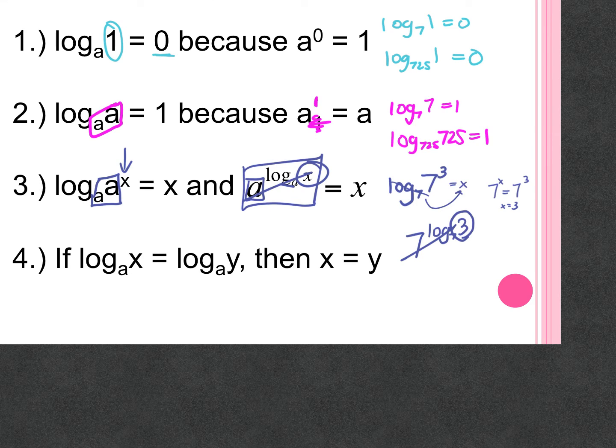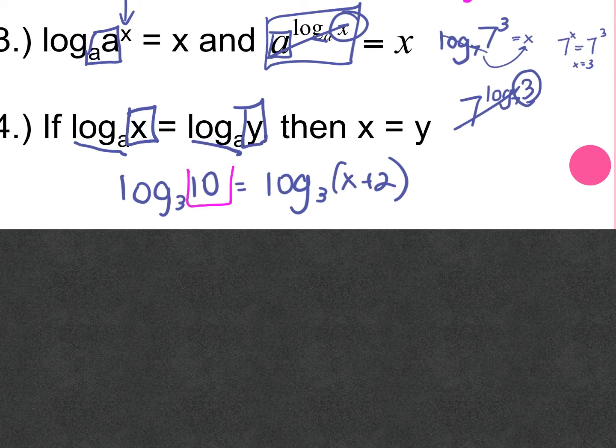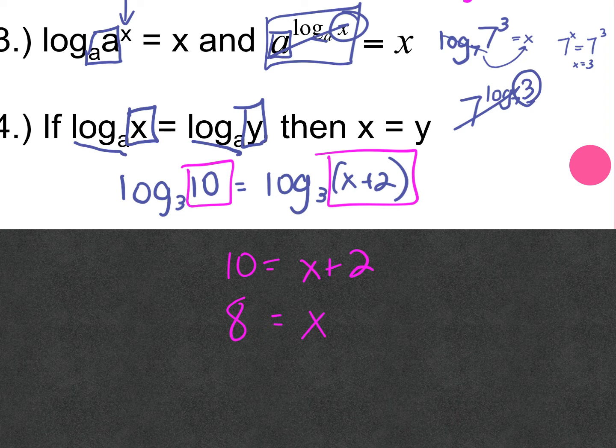Okay, then the last thing is the one-to-one property dealing with logs. If I have a log with a base and a log with the same base on either side of my equal sign, they have to be the same base, then I can literally set what's next to each log equal to each other. So if I had log base 3 of 10 equals log base 3 of x plus 2, then I can say 10 equals x plus 2, and x would be 8. So the log has to be on both sides of the equal sign and the base has to be the same in order for that to work.